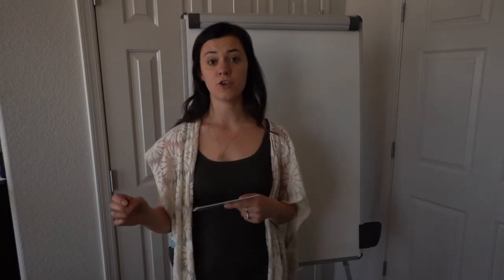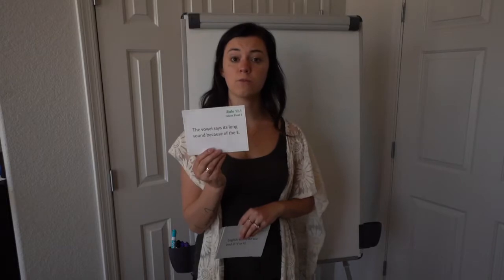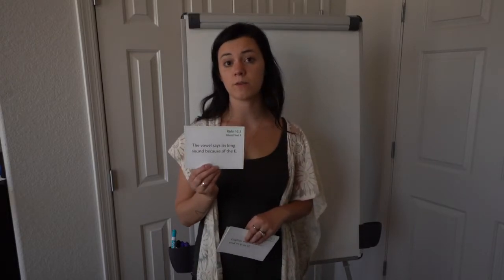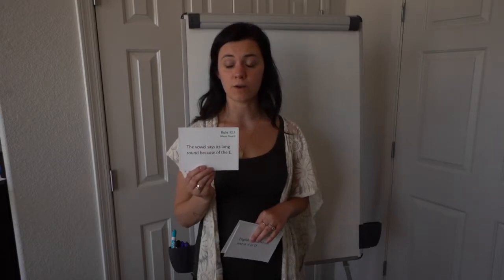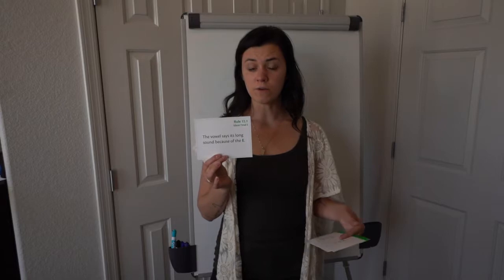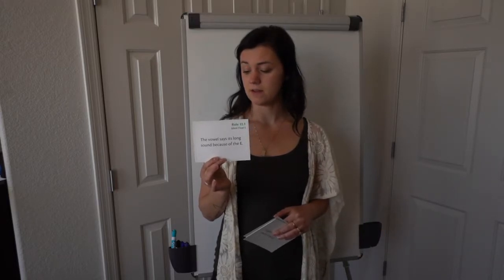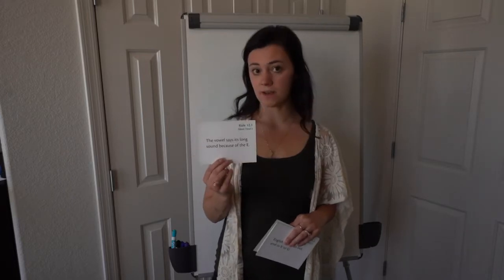Before we jump into our new spelling rule, I want to review the spelling rule that we talked about last time we were together. Last time, we talked about spelling rule 12.1. We're exploring reasons why we add a silent final E to the end of words. Our first rule for why we would add a final silent E is this one. It says the vowel says its long sound because of the E.